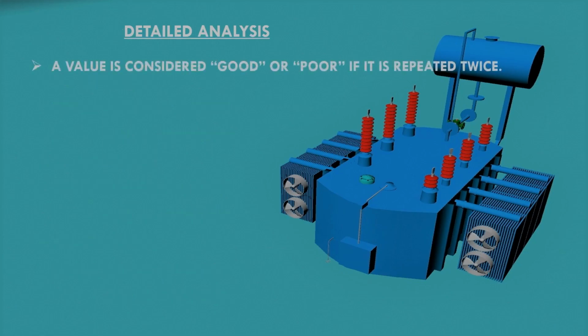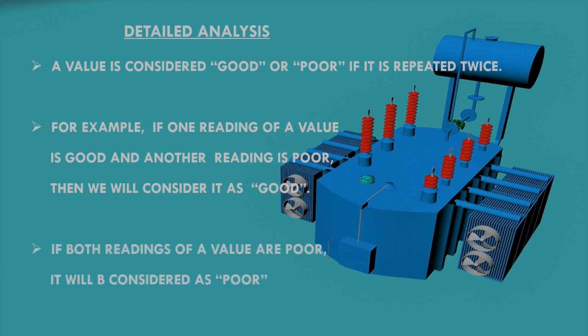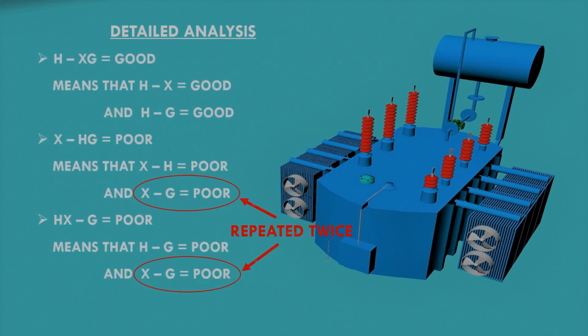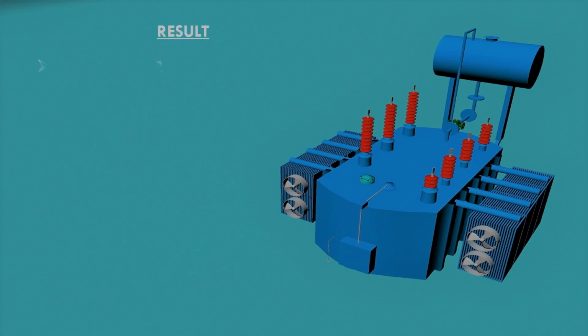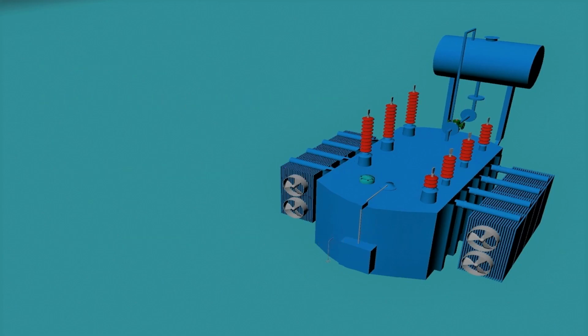Now, we will consider a value as good or poor if it's repeated twice. For example, if one reading of a value is good and another reading of the same value is poor, then we will take it as good. And if we have both values as poor, it will be considered as poor. Now in this specific case, we can see that XG is poor twice. So the insulation between LV winding and ground is poor, or there is a short circuit between LV winding and ground. This gives us an alarm that we must carry out the required maintenance to avoid any damage.